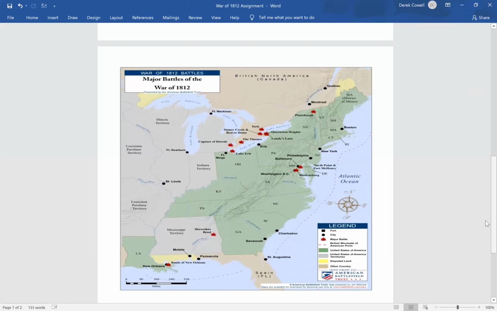What we're dealing with now, you guys, is contingency, the what ifs, right? The butterfly effect. Had the British done this differently? Had we done that differently? Could the results have been different?